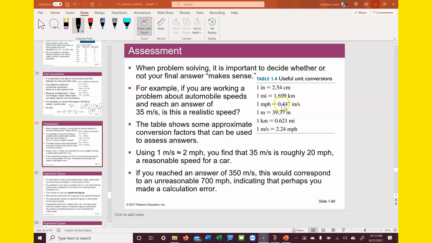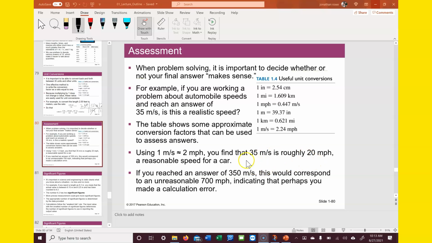So if you said, okay, it's about 0.5 meters per second is a mile per hour, so 1 meter per second would be about 2 miles per hour. Then you find that 35 meters per second is roughly 20 miles per hour. I guess maybe 17.5 or something like that. But anyway, a reasonable speed for a car. So if you reached an answer of 350 meters per second, this would correspond to an unreasonable 700 miles per hour, indicating that perhaps you made a calculation error.